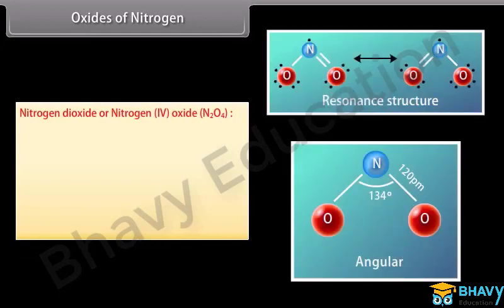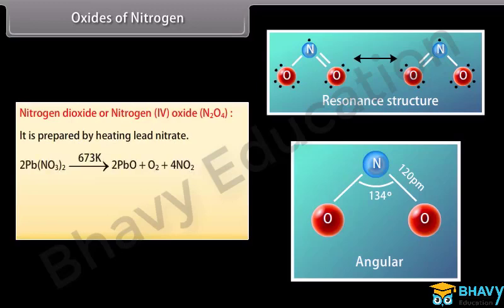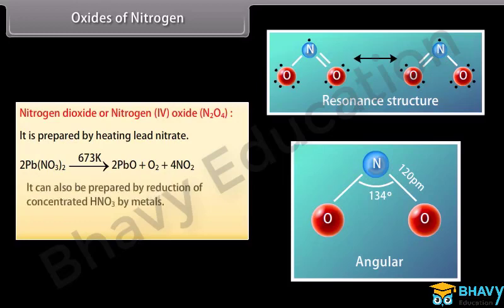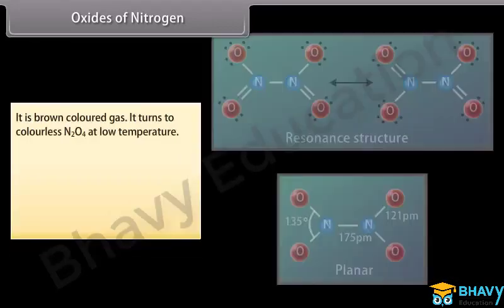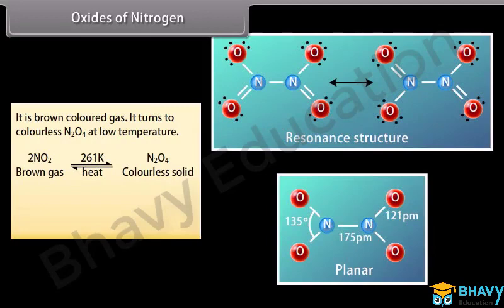Nitrogen dioxide or nitrogen(IV) oxide. It is prepared by heating lead nitrate. It can also be prepared by reduction of concentrated HNO3 by metals. It is a brown-colored gas. It turns to colorless N2O4 at low temperature. It is acidic in nature.